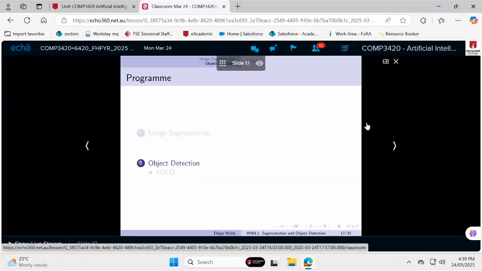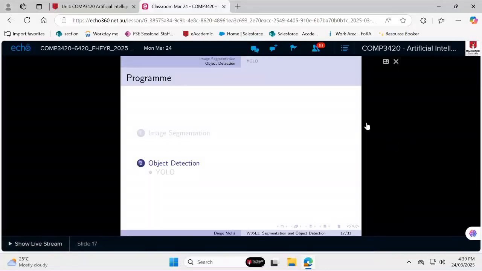All right, so then we move on to object detection. So no questions, now a different topic. You have to erase what I said before and put in new information, no? Okay, so object detection.